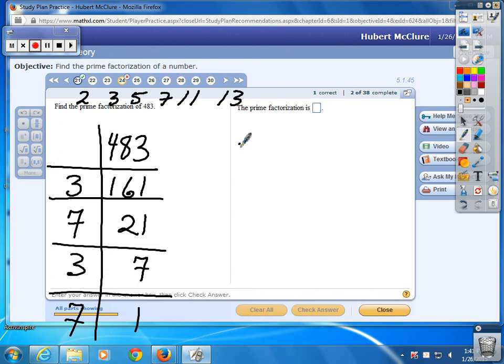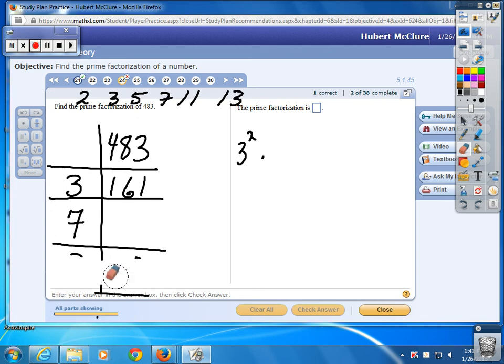I'll check my math. I got 3 squared. Okay, 23. I was thinking 21 in my head. 23. There ain't nothing to go in there. So that's it. 7 will go in there 2 times, yeah. So 3 times 7 times 23. 3 times 7 times 23. How do I know 23 is a prime? Because there ain't nothing will go in 23.